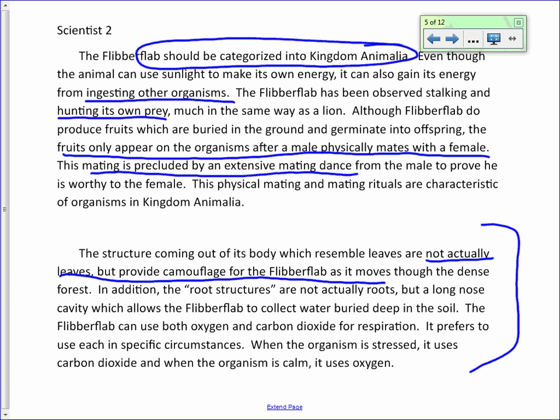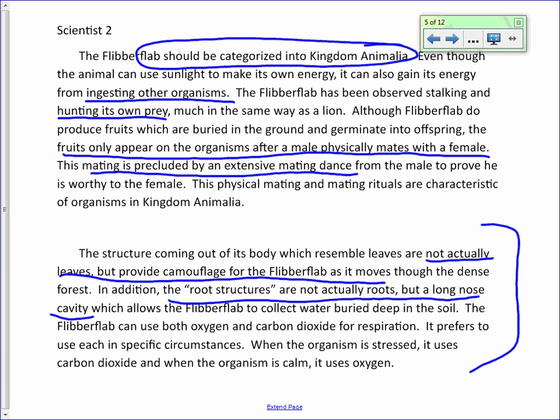All right, he does that again with another one of the structures. Which other structure does he use? The leaf structures are not actually roots, but along those leaves as well as collect water very easily. Excellent. All right, so he's saying these things aren't roots, they're not plant roots, it's actually just a long nose. That's what sucks the water out of the ground.